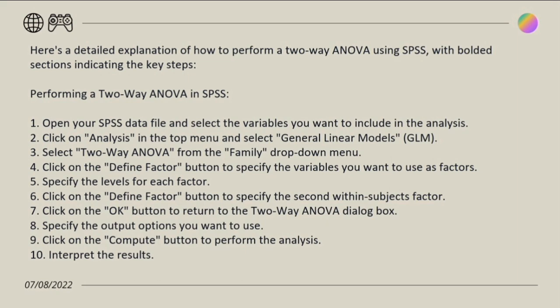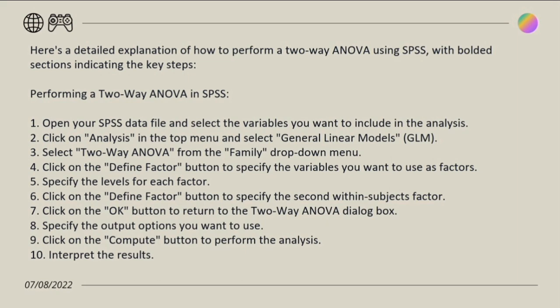For the third step, select two-way ANOVA from the Family drop-down menu. Fourth, click on the Define Factor button to specify the variables you want to use as factors. Fifth, specify the levels for each factor.